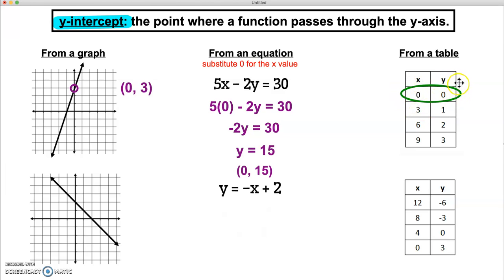Notice here in our table again that where our x is 0 is our y-intercept. So our y-intercept is 0, 0 here. I want you guys to do these examples at the bottom.